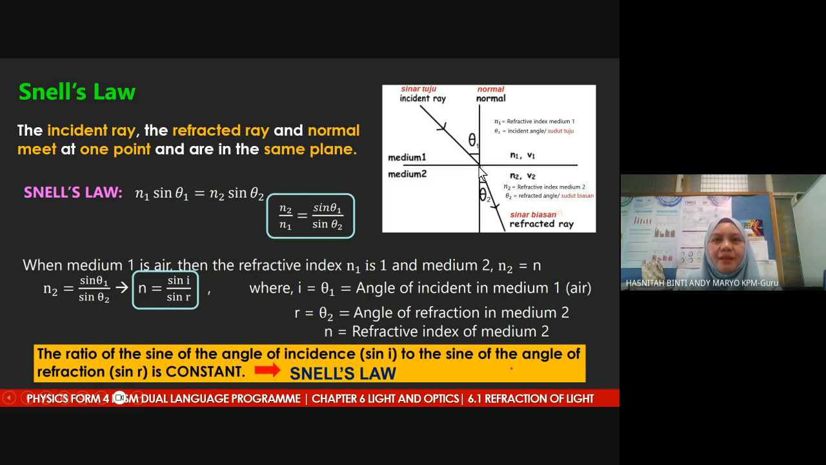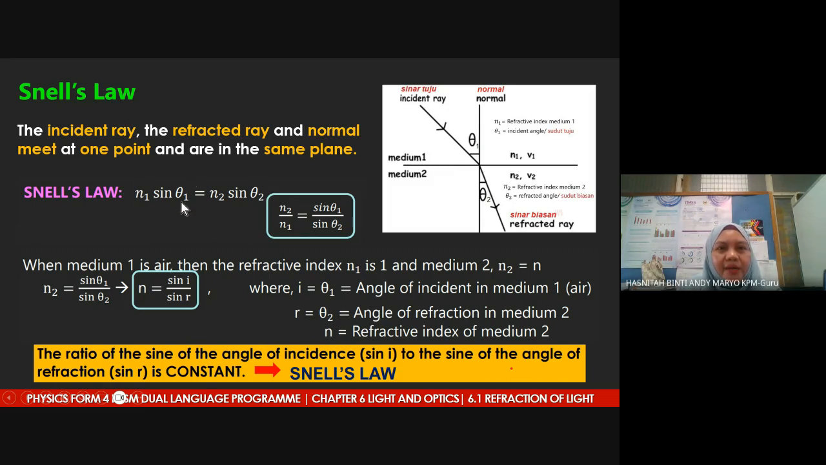Okay, students, according to Snell's law, which was introduced by the physicist Snell, n1 sine theta 1 equals n2 sine theta 2. n1 sine theta 1 equals n2 sine theta 2.